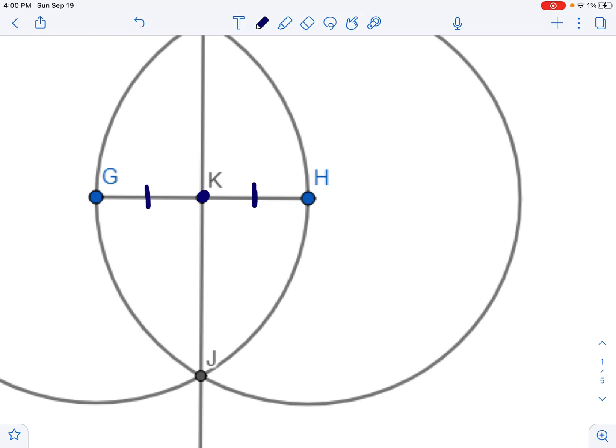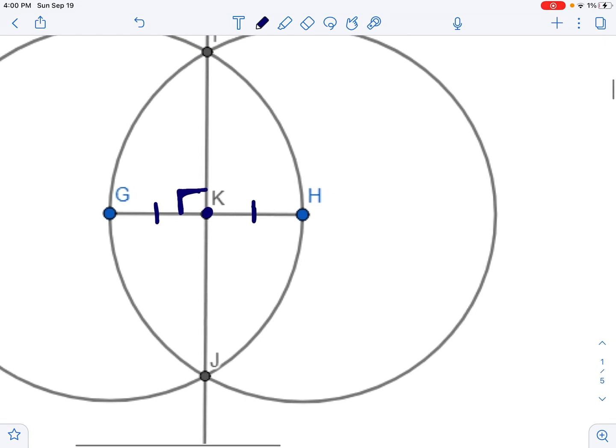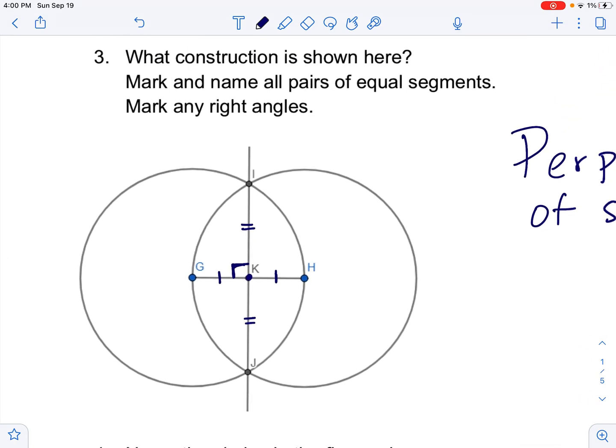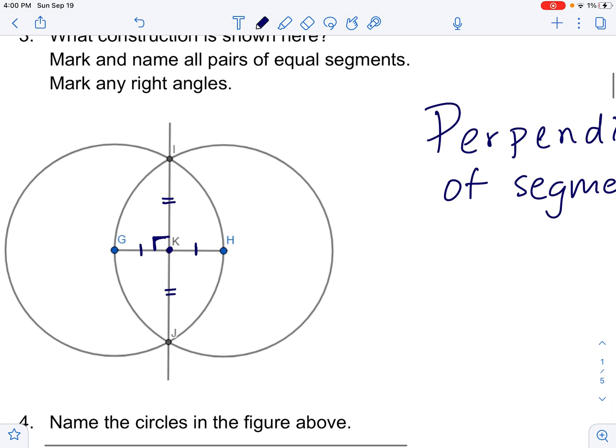GK is going to be equal to KH. We also know that this is a right angle. It's also true in this case that IK is congruent to KJ. There's symmetry here. So I marked and named the equal segments. I marked the right angles. I could write GK equals KH, and I could write that IK is equal to KJ.